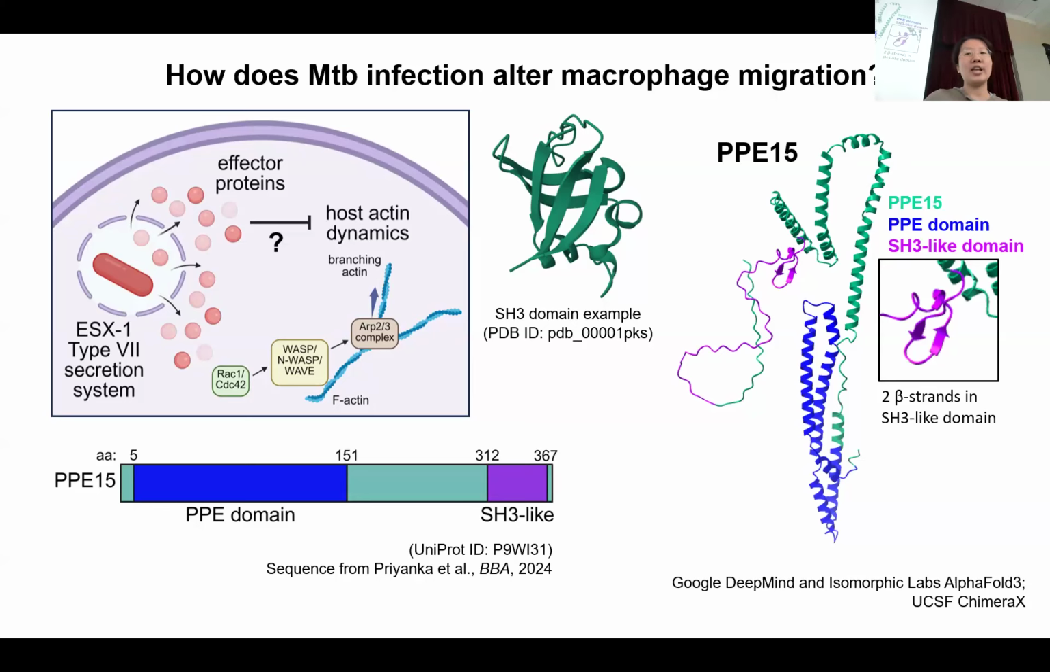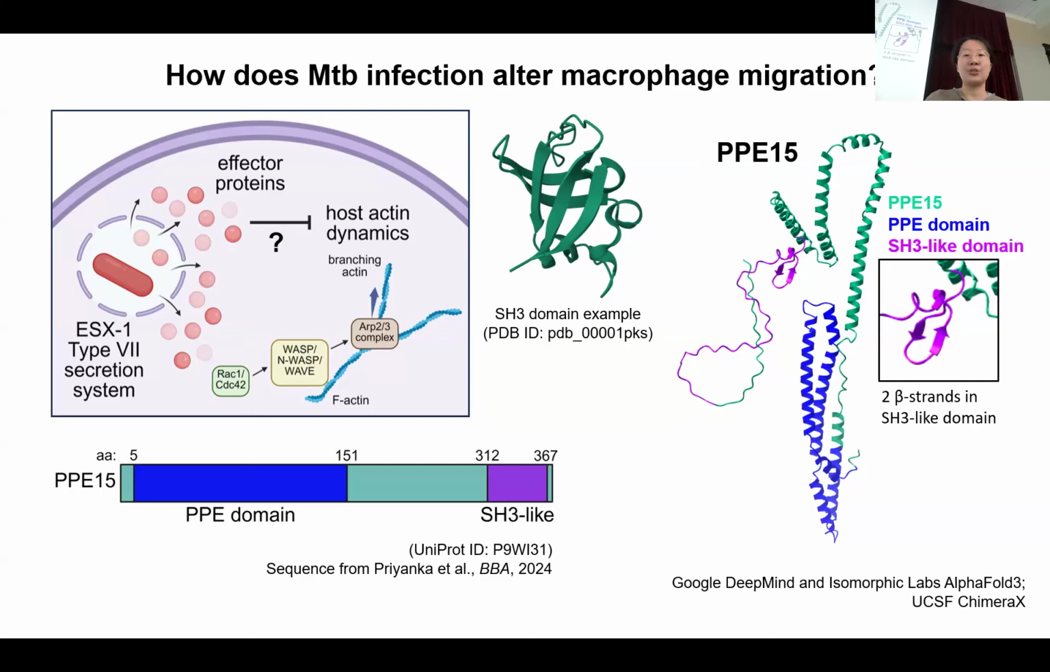And the SH3 domain in eukaryotes is a highly conserved protein motif that takes on this barrel shape that comprises several antiparallel beta strands. This domain binds to proline-rich regions, and many actin regulators, like the actin nucleation promoting factor NWASP, have proline-rich regions that are known to interact with SH3 domain-containing proteins.